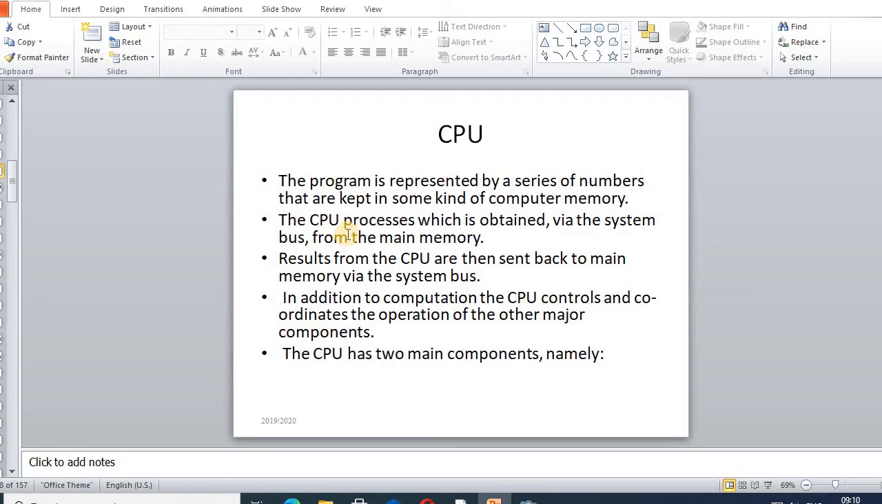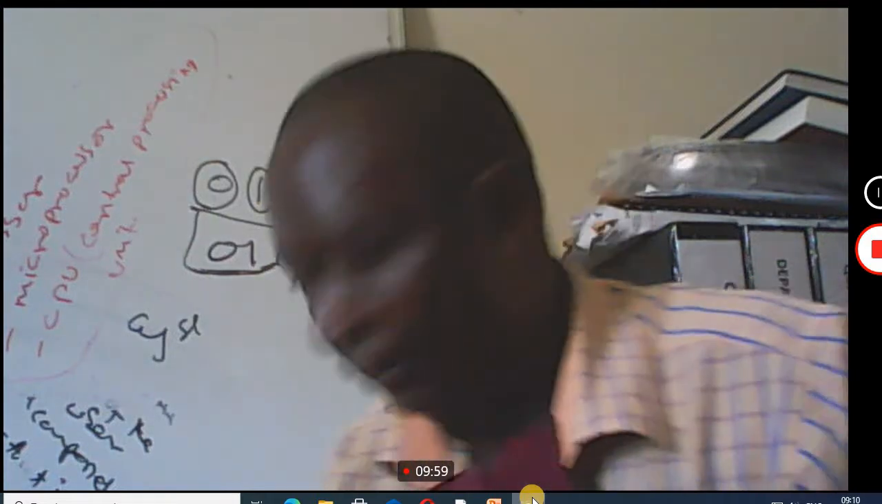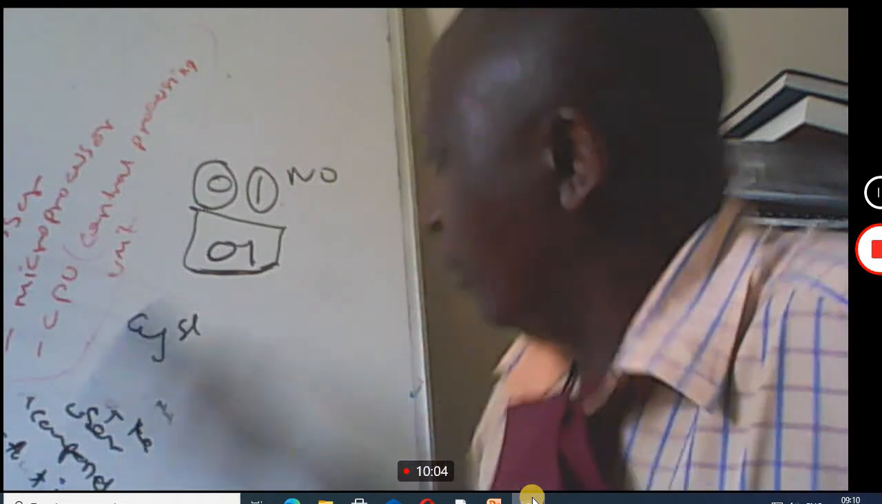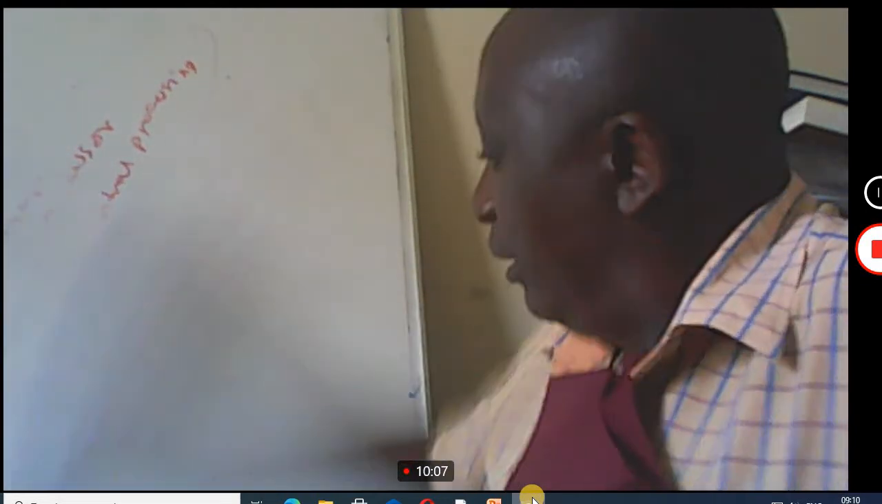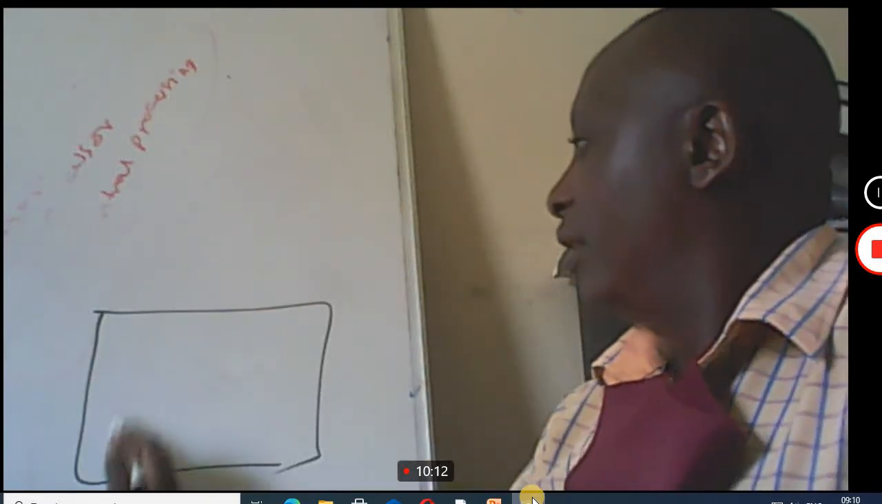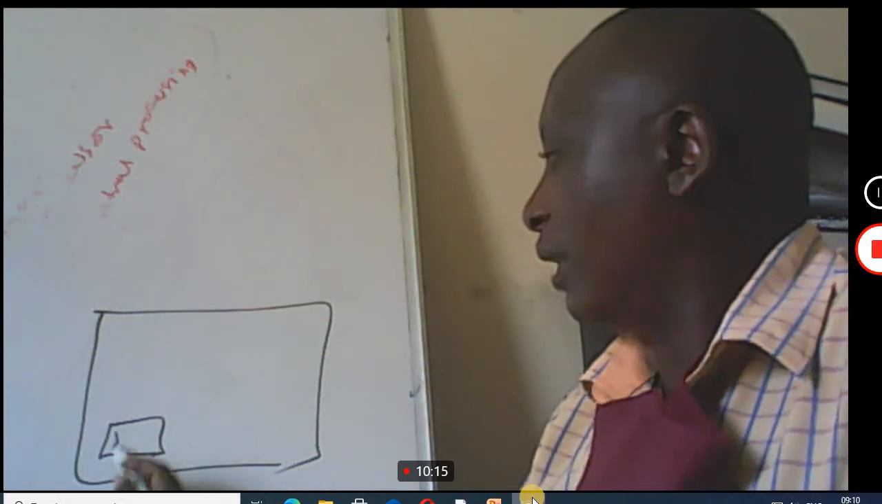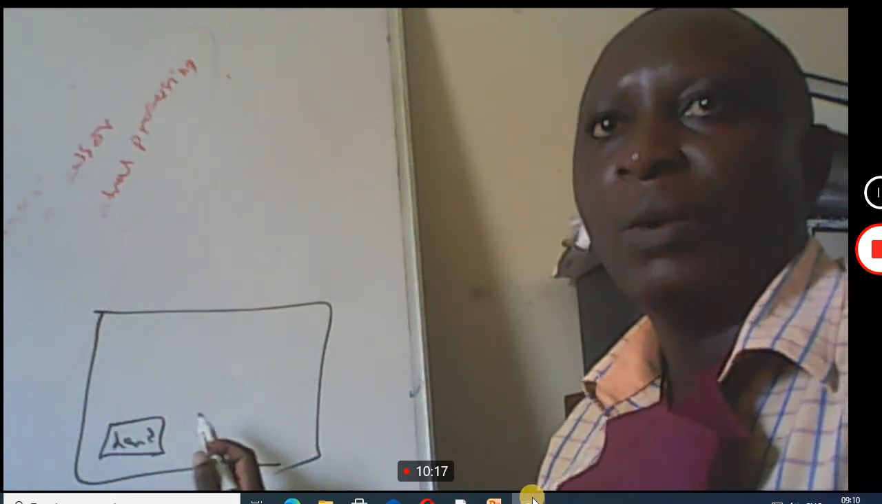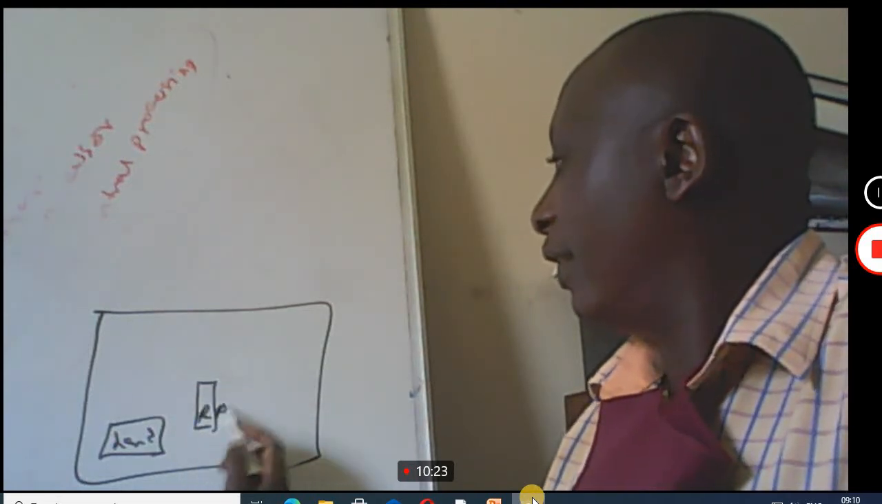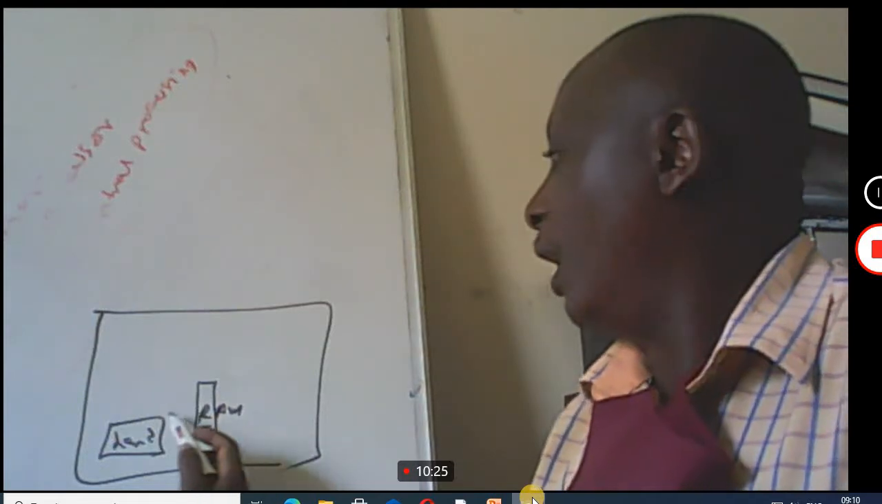So as it communicates on the motherboard, you'll see that there are some parts that are connected on it. Is it okay? If this is our motherboard, here we have the hard disk. Is it okay? This is the hard disk. And then we might have the RAM slots here. This is the RAM. Is it okay? Then we have buses.